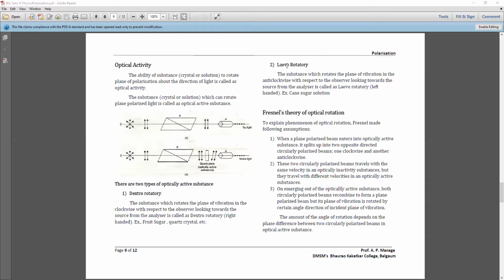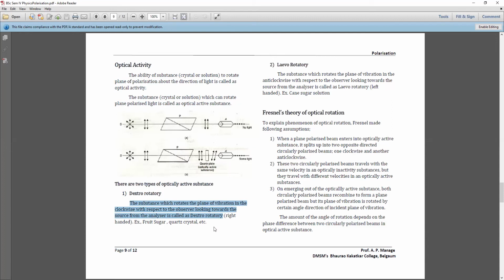See this one, students. There are two types of optically active substances. One is dextro-rotatory. This substance rotates the plane of vibration in the clockwise direction with respect to the observer looking towards the source from the analyzer. It is called dextro-rotatory, right-handed rotatory. So you note the examples: the fruit sugar, quartz crystal.